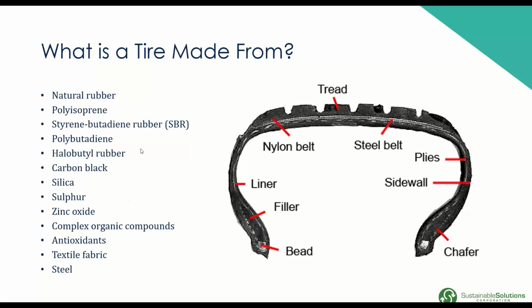So if I click one more and I look at what a tire is made of, this is not a complete list, but if I had a full bill of materials, these are all the things that could be in a tire: natural rubber, polyisoprene, styrene butadiene rubber, silica, carbon black, sulfur, textile fabric, steel, complex organic compounds, et cetera. So we look at how that tire is made, and we do a cross section.